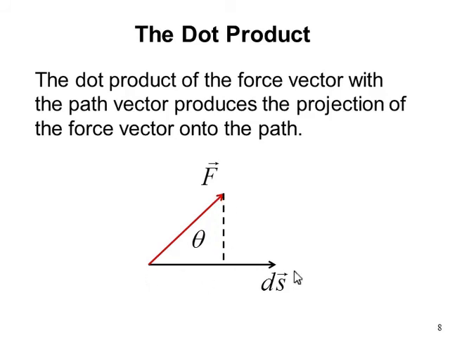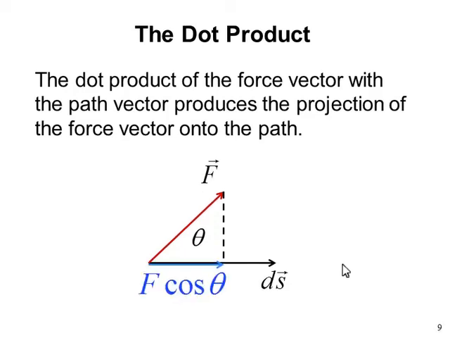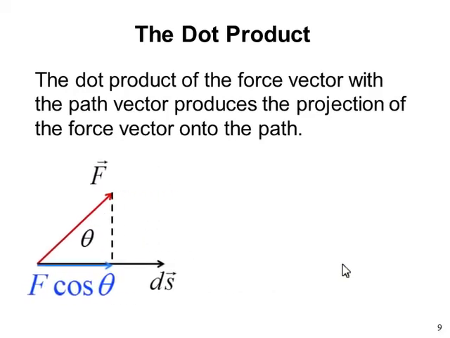We've got the direction of ds. The dot product is the projection of F onto the direction of ds: F cos theta times ds. So the dot product is just F cos theta ds, and can be easily found if theta is known.